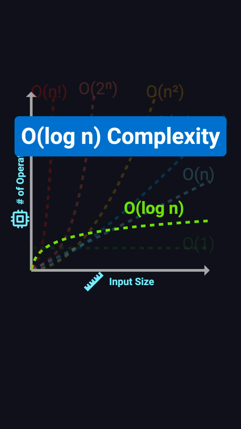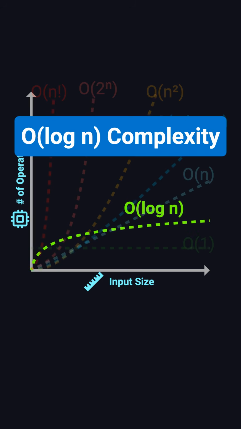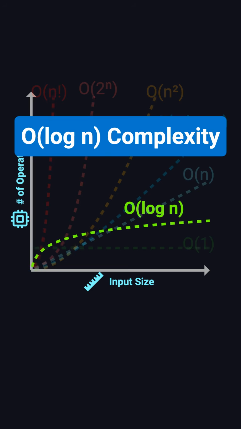Today, we're talking about another very important complexity class, O(log n), also called logarithmic time complexity. In simple terms, O(log n) means that with each step, the data left to process is cut in half. That makes the algorithm grow very slowly, so even with huge amounts of data, it stays efficient. You've probably used this idea before.